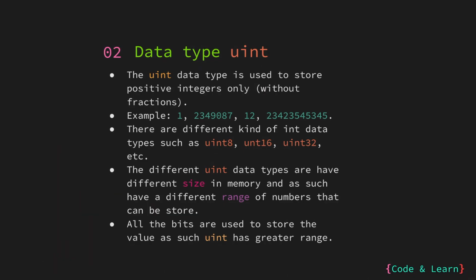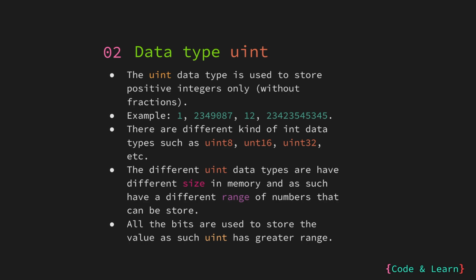Next, let us have a look at another integer data type called unsigned int. As the name goes, you can only store positive values in this data type. Since this too is an integer data type, the fraction will be dropped if you try to store a value with fractions. Similar to our int data type, there are different variants of unsigned int data types. For example, unsigned int8, unsigned int16, unsigned int32, etc.